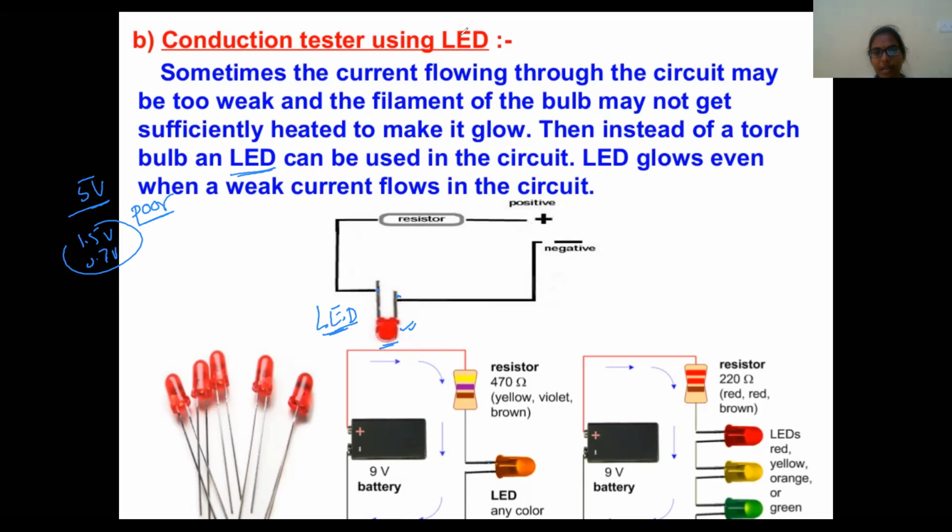What is LED? The abbreviation of LED is light emitting diode. It needs very, very little energy. If there is more energy, we can test using a normal small bulb. If there is less power, we use the LED bulbs. Please try to remember that.